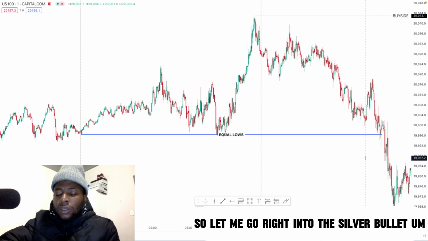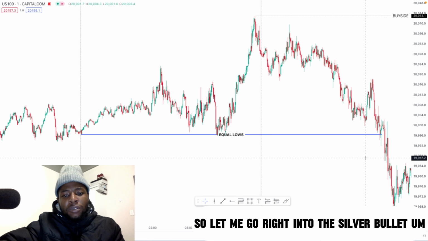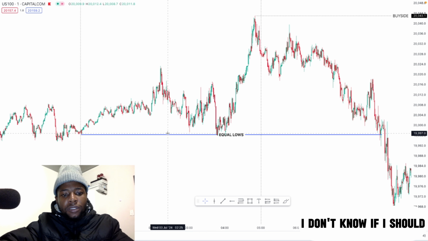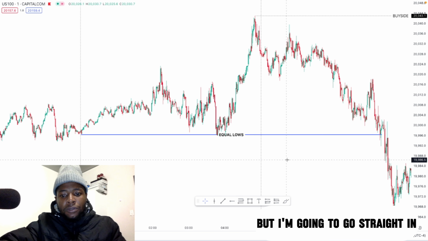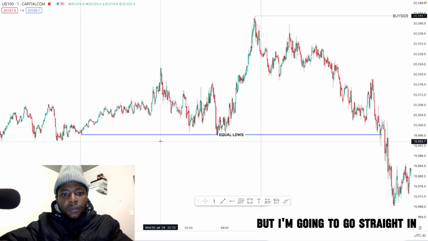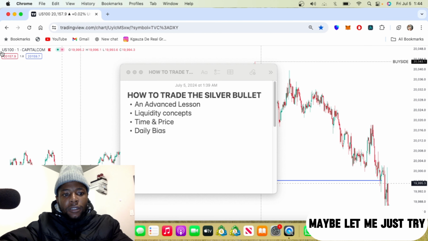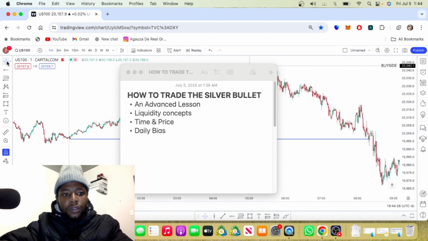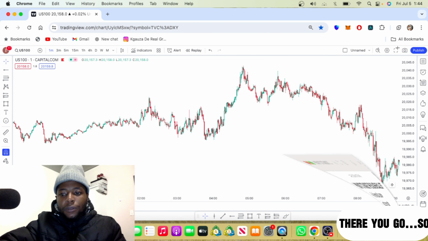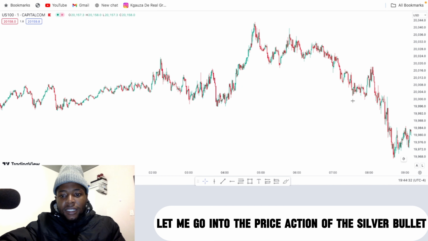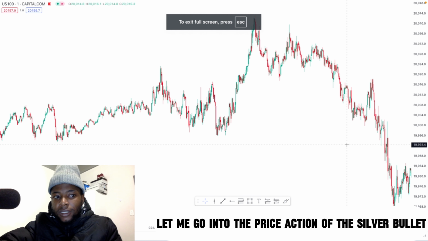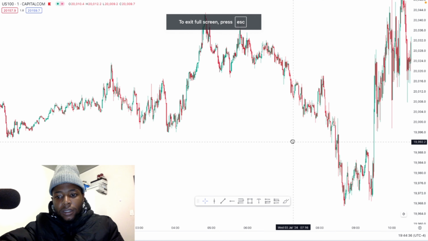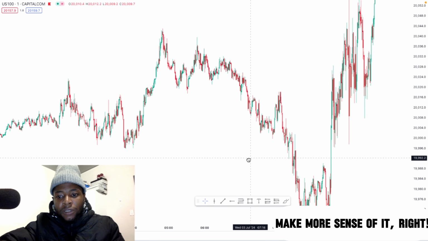So let me go right into the silver bullet. I don't know if I should, but I'm going to go straight in. Maybe let me just try. There you go. So let me go into the price action of the silver bullet setup and make more sense of it, right?